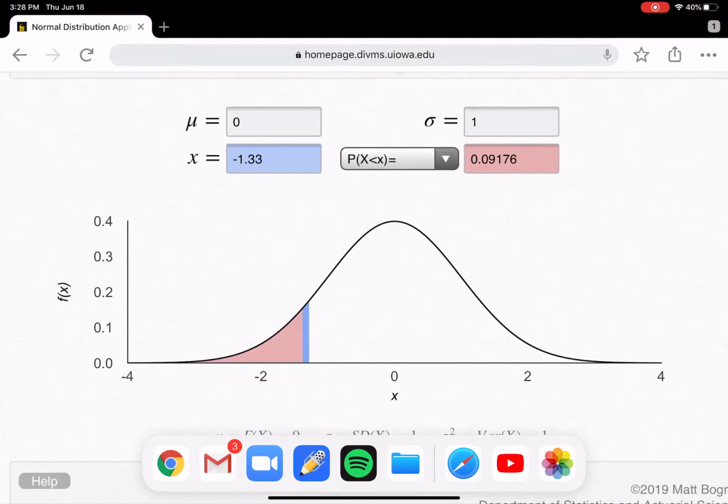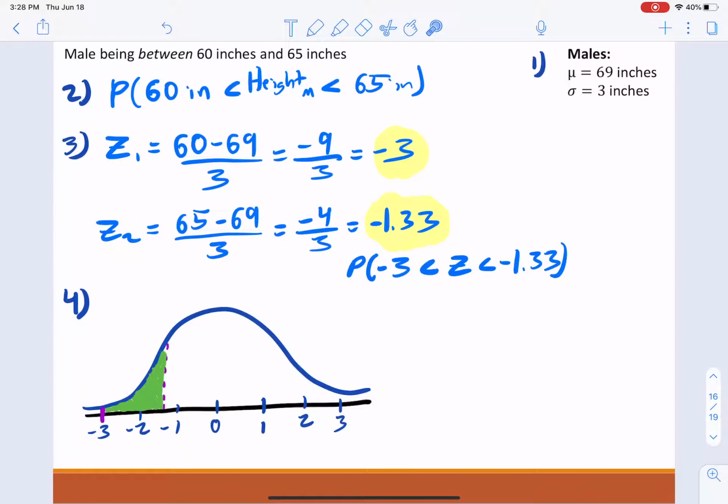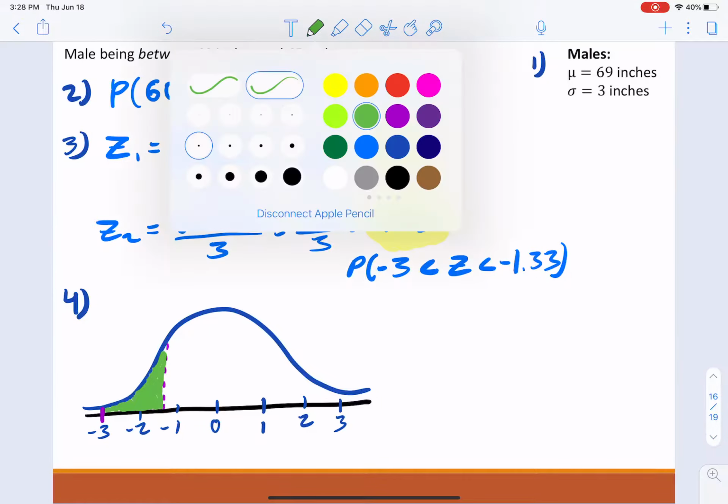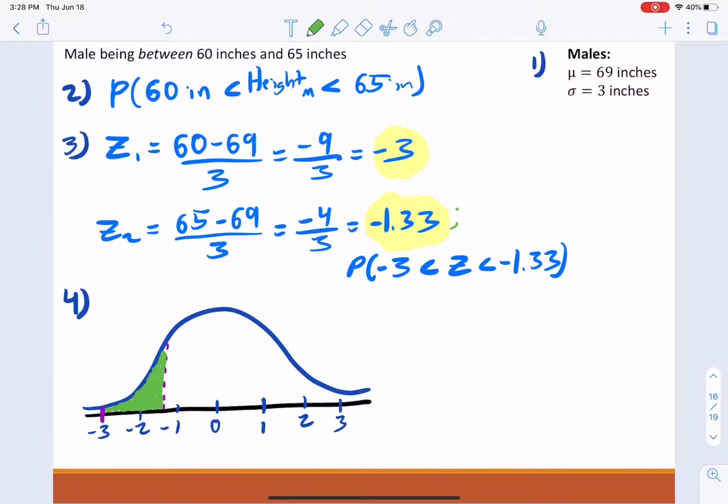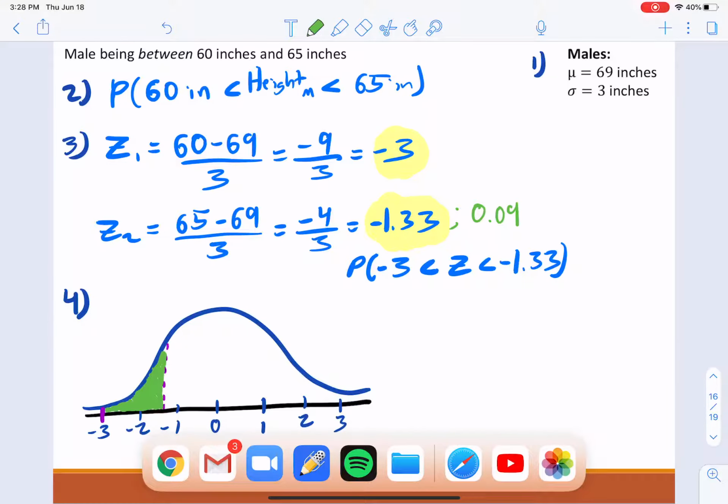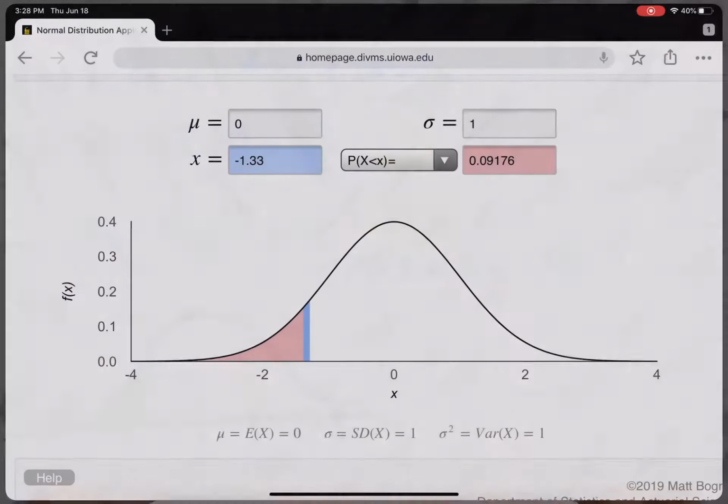0.09. We'll just leave it at that. Okay. So how do I want to write this? Well, let me just do this. 0.09. Okay, we won't report that. But that's going to be the whole area of that whole area below -1.33. Okay, and then we'll just come back.